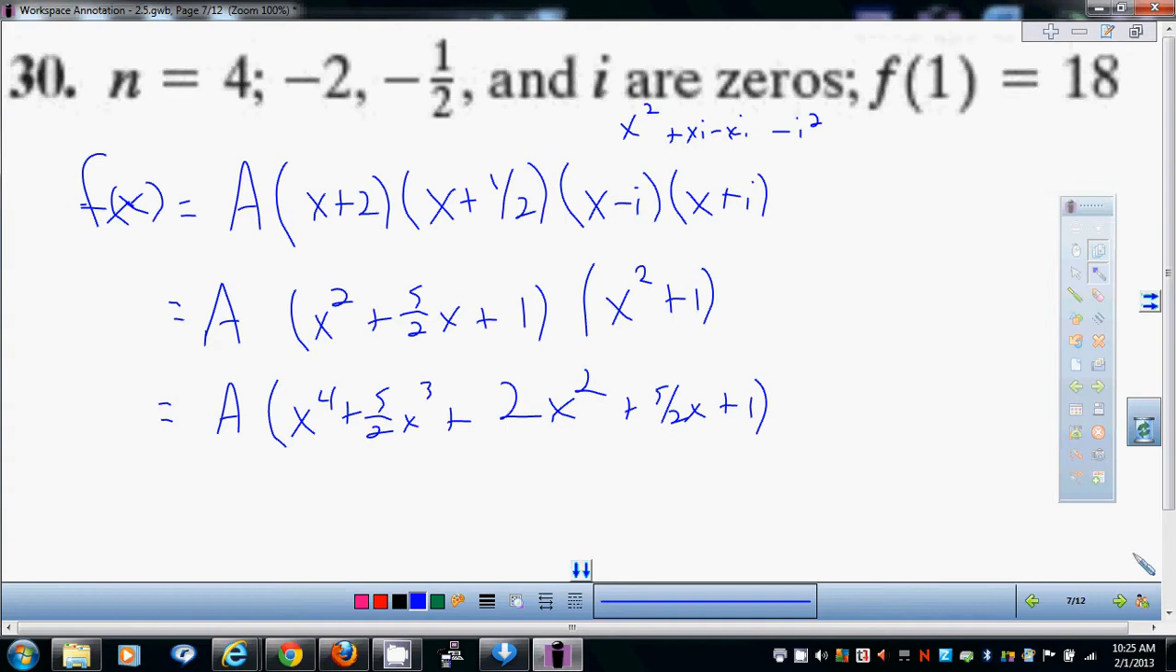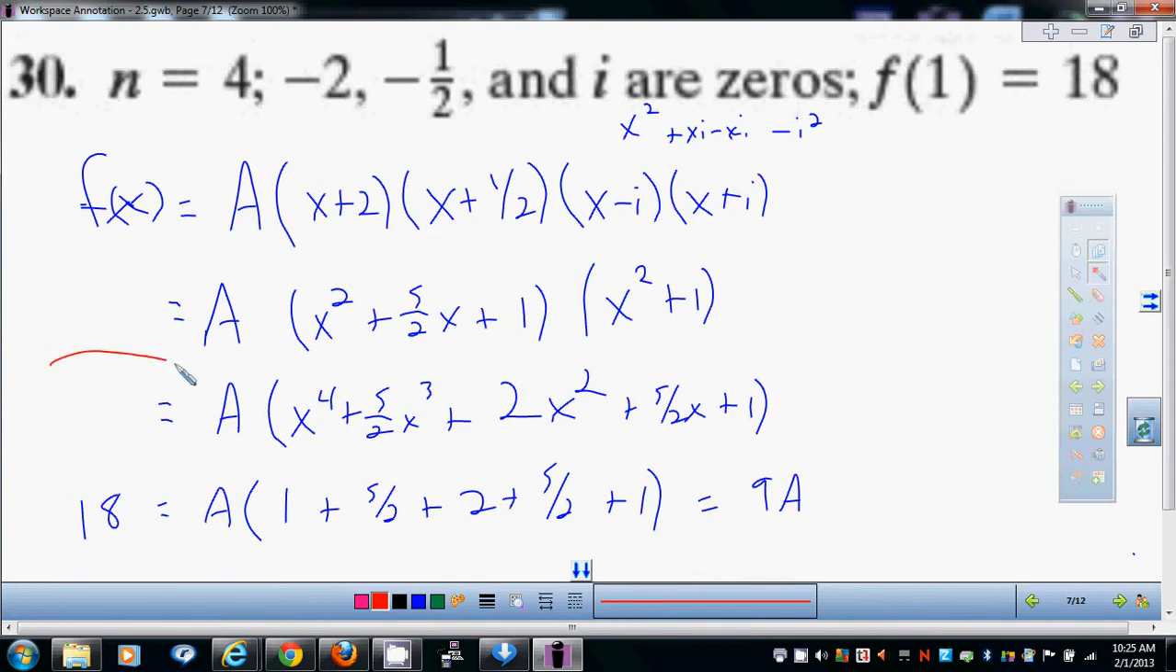Now what do we do? Plug in 1. Very good. So that'll be 18 equals 1 to the 4th plus 5/2 times 1 cubed plus 2 times 1 squared plus 5/2 times 1 plus 1. So that's 1 plus 1 plus 2 is 4 plus 5 is 9. So that's 9a. So what's our a value going to be? 2. Once you divide both sides by that 9, your a is going to be 2. So you plug your 2 in for this a, distribute it, and you're done.